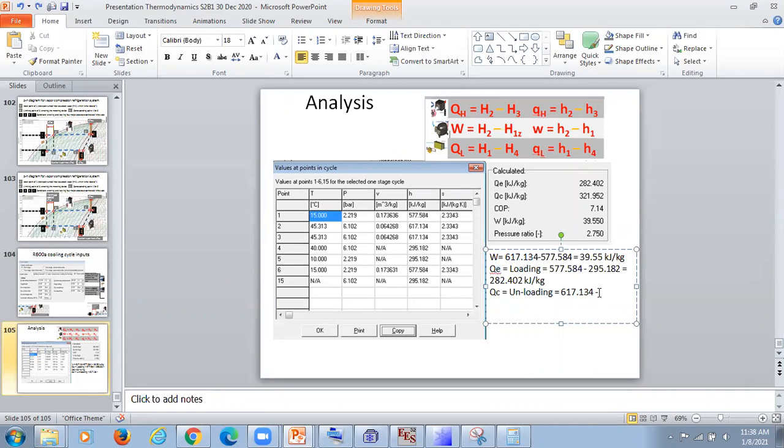QC is 617, that is H2 minus H3. H3 is, let's say here not H3, this is H4. Yeah, we put the value here. H2 and H3 are the same here. Later I will explain. Here should be 295.182. Based on the data, I can see it. H3 is a different one here. H4 is entering the capillary, H5 is leaving the capillary.